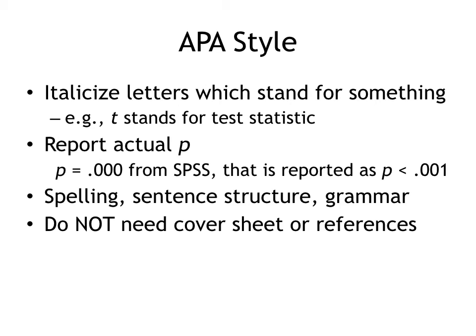Finally, I expect this to be turned in APA style. Remember that you italicize the letters which stand for something. For example, the t statistic, t, stands for the test statistic. You report the actual p. And if it comes up with p equals 0.000 from SPSS, that's reported as p is less than 0.001. You don't ever put down that the p is equal to nothing. There's always a probability out there somewhere.